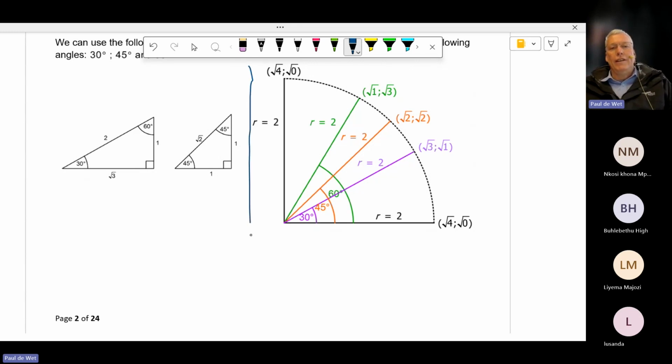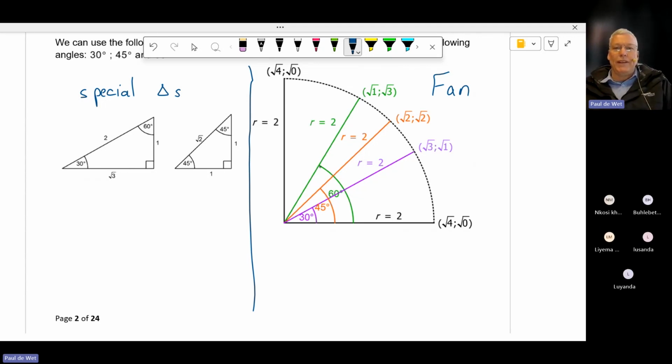Okay, so it's worth learning, and you've got a choice. You can either learn these 2 triangles, okay, we call these special triangles, or you can learn this fan. Okay, I actually like the fan, and I'm going to explain to you how to draw the fan. You basically draw a 30-degree angle, 45, 60. Those are our 3 special angles.